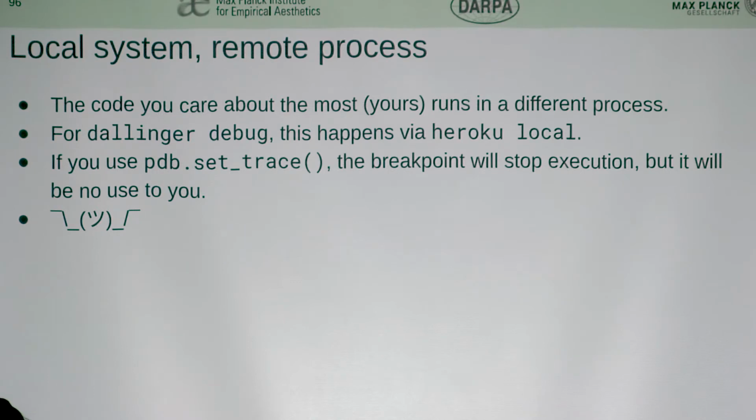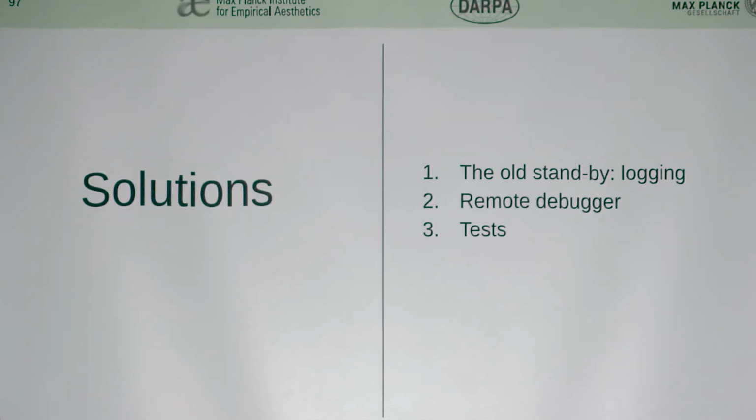Okay, so yeah, back to the problem I talked about a bit. Your own code, everything that you've written in experiment.py or models.py will all be executed after the launch route is called. And even if you're using Dallinger debug, that's going to be in a different process, so you can't debug it directly. What to do?